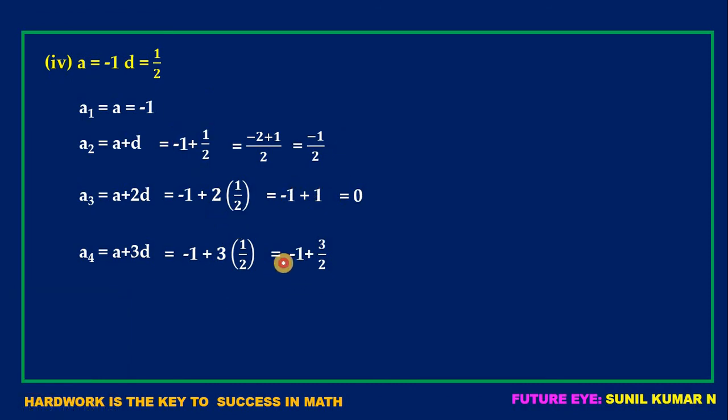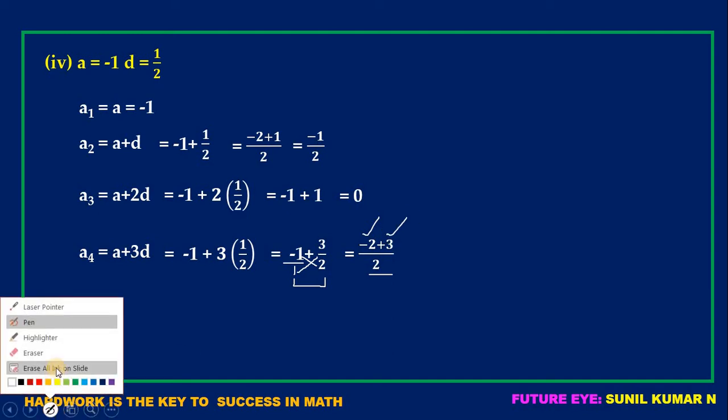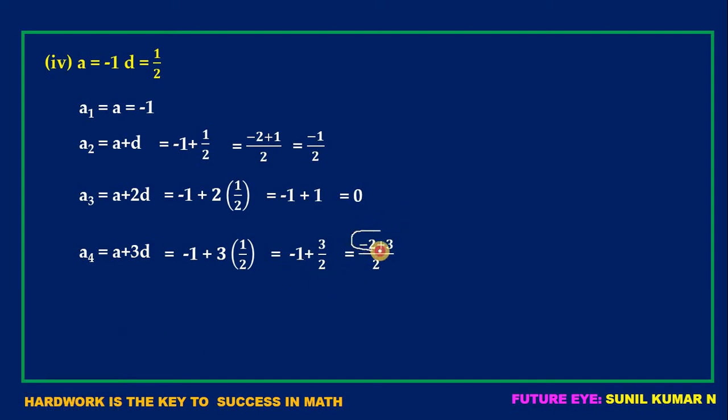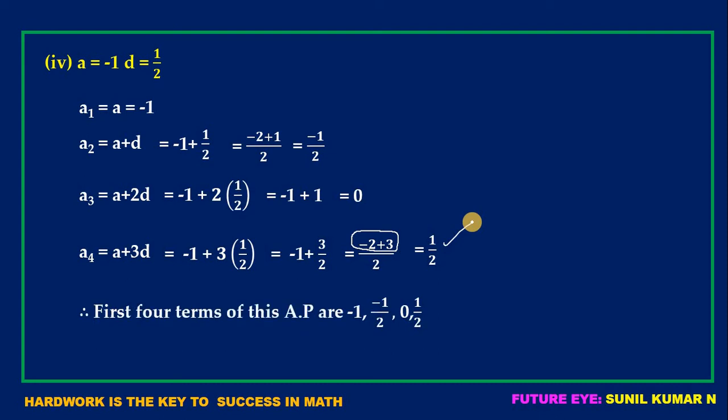Under the minus 1 there is no number, hence take 1. Now 1 multiplied by 2, we get 2. You write it in the denominator here. And do the cross multiplication now. Minus 1 times 2 is minus 2 and 1 times 3 is 3. Now simplify the numerators. Minus 2 plus 3 gives 1. Hence the answer is 1 by 2. Now all 4 terms are ready. Those are minus 1, minus 1 by 2, 0 and 1 by 2.